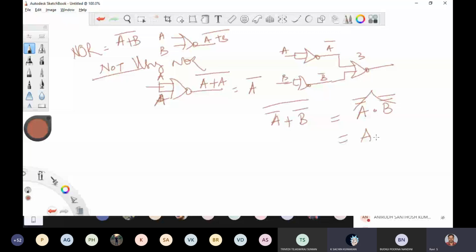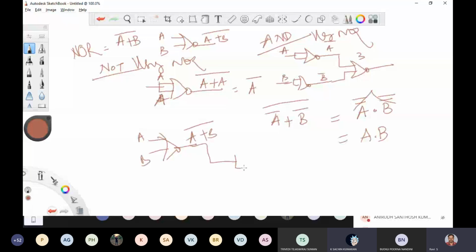So what about OR? I have NOR here: A, B, A plus B whole bar. If I want to remove the complement, I use one more inverter on the output of A plus B whole bar, so I'll get A plus B double bar. The double bar cancels. The expression becomes A OR B. This is OR using NOR.